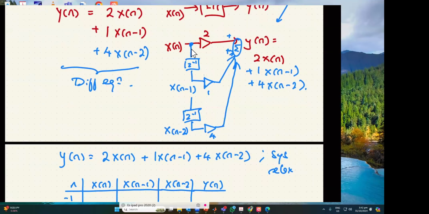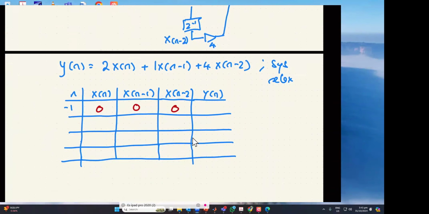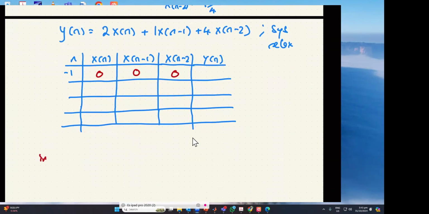Where are the memory? Here's the memory. Xn minus 1 is a memory. Xn minus 2 is a memory. Xn is 0. Okay, there's nothing. No one is feeding anything, and all the variables within the system are 0. So Xn minus 1 is 0, Xn minus 2 is 0. Let's put all the 0s here. And Xn is 0 because I'm going to send an impulse, right? So I want to find the impulse response.